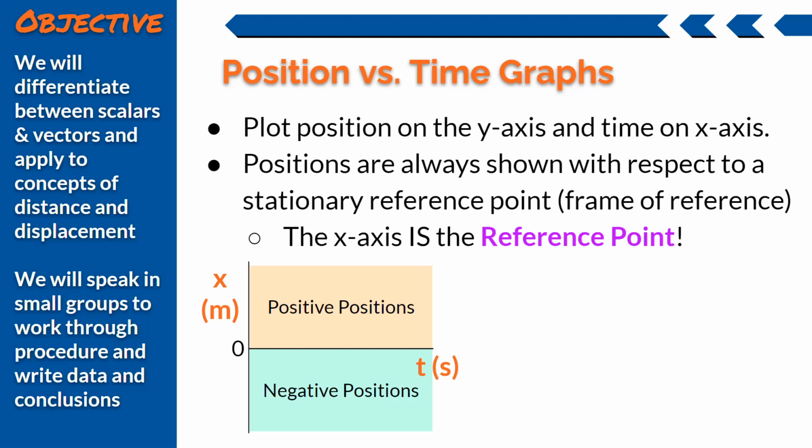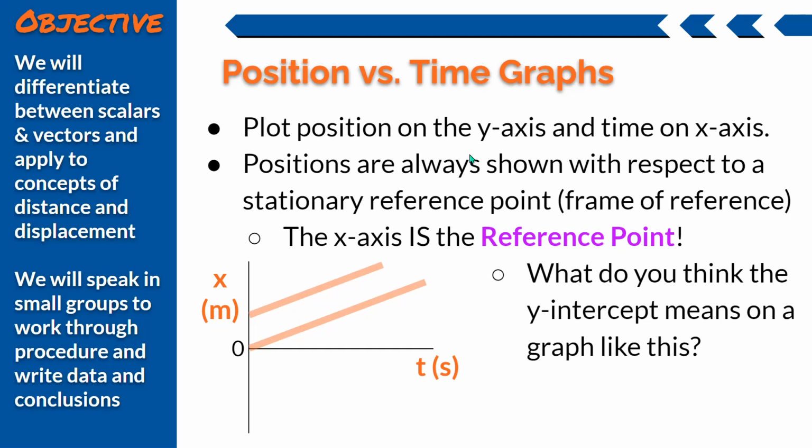And so you should be able to interpret a position time graph and be able to look at where you're at with respect to the reference point simply by looking at whether you are in the positive region of the graph or the negative region of the graph. And of course, the reference point itself is right here along the x-axis where my position is 0.